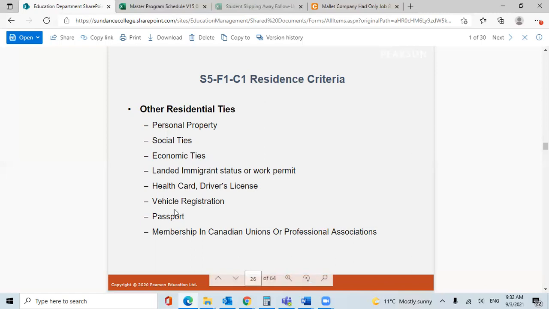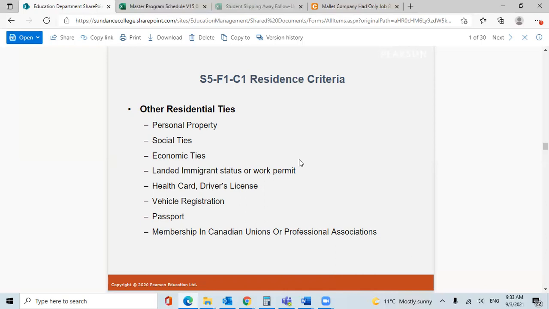you are also a member of Canadian unions or professional associations. Like the example showing that if they have a CPA membership, they keep active membership in Canada. So those are the secondary residential ties. But the S5F1C1 rule says that all these secondary ties must be looked at collectively, and that it would be unusual for a single secondary tie to be sufficient for an individual to be classified as a Canadian resident.